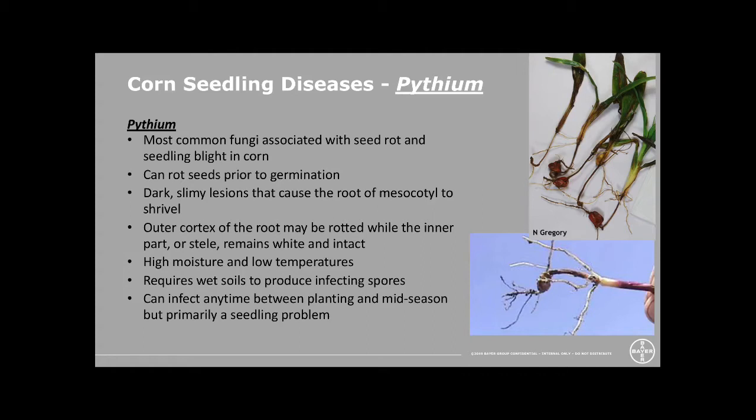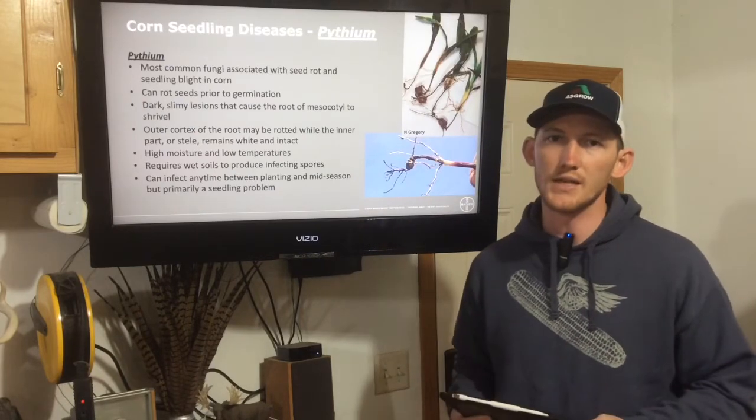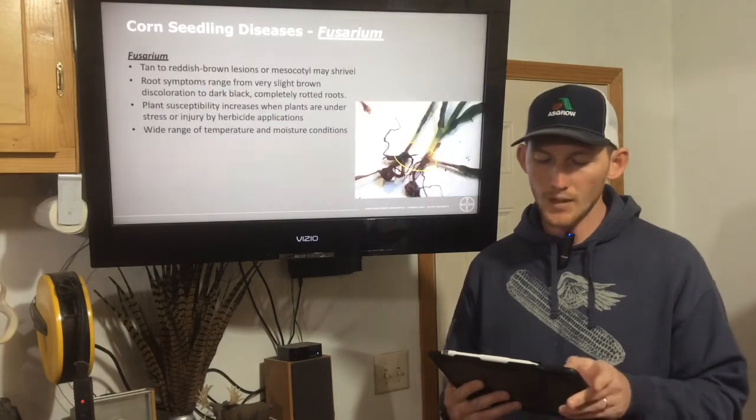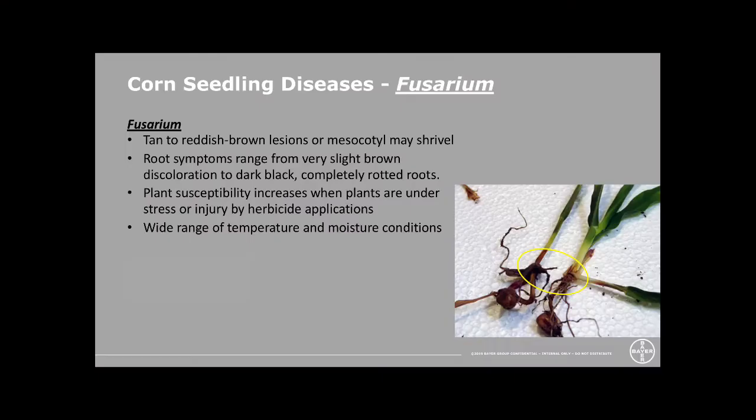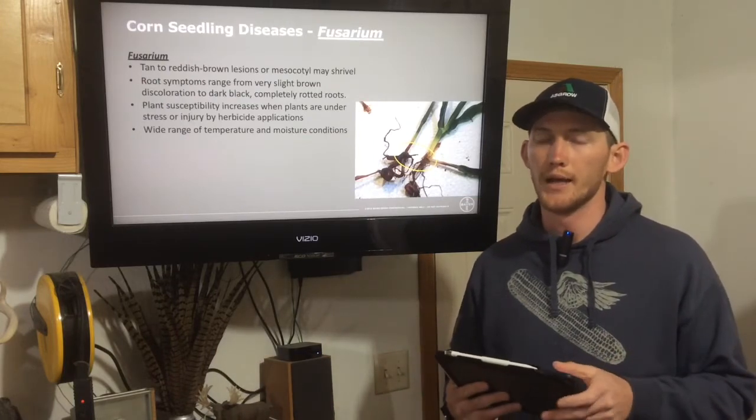So it requires those wet soils to produce those infecting spores, and really it's going to infect any time from when the planter's first rolling in the field into some of those early V stages, vegetative stages of the plant. When we look at Fusarium, you can see the symptomology here is more of that discoloration, the dark black, completely rotted roots, even to a slight brown. But really, when plants are under stress, think moisture stress, heat stress, some of those conditions where the plant's really struggling, that's where it's going to be more prone to susceptibility of the pathogen. And we'll talk about management on this one. We have some good ways to help protect and manage that as we move forward.